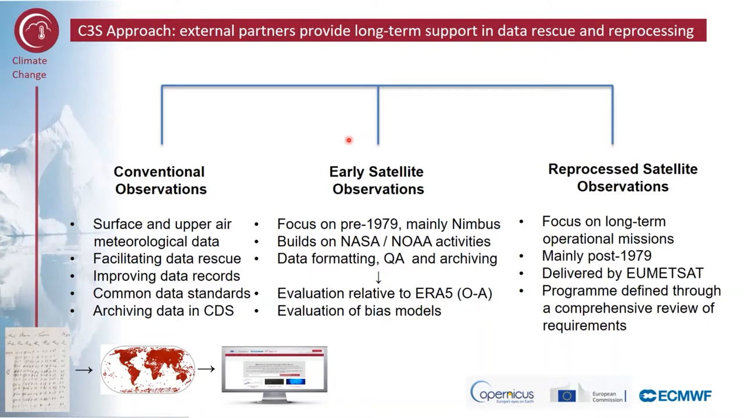In the context of the early satellite observations, the focus is on pre-1979, mainly the Nimbus satellites. It builds very much on the NASA Pathfinder activities, and similar activities at NOAA. The activities there span data formatting, quality assurance and archiving, but right through to the evaluation relative to ERA5 and the evaluation of bias models. This is before delivery to us, in order that the data is more assimilation ready.